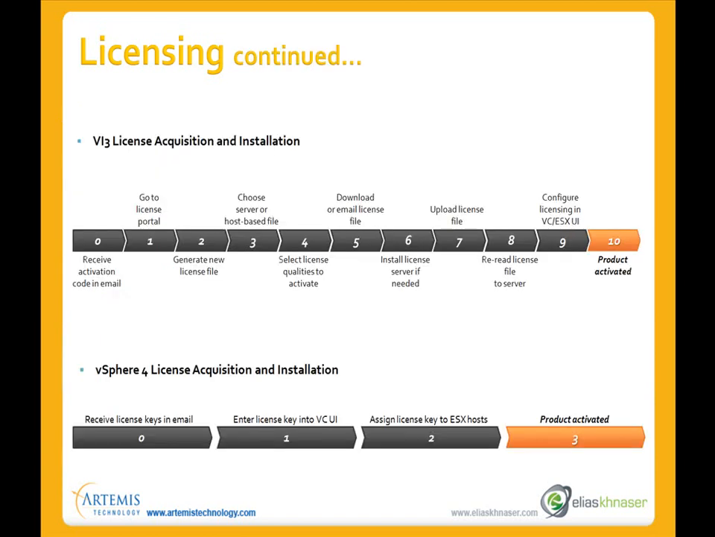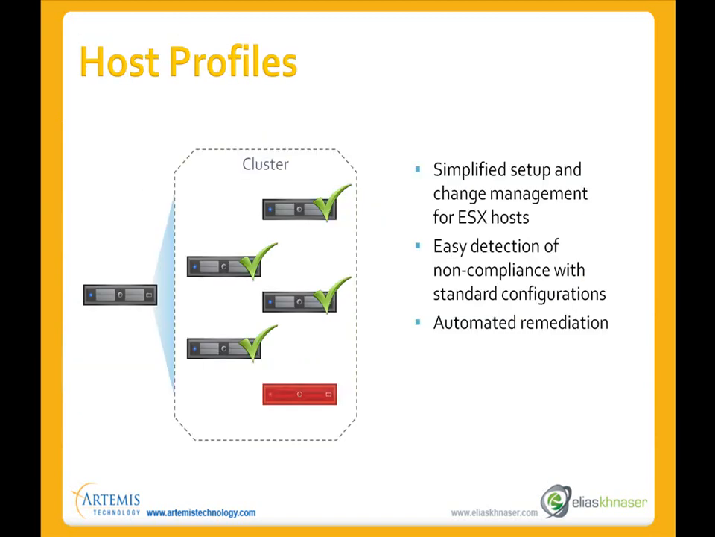Alright, now let's take a look at how licensing has changed from VI3 to vSphere. As you can see in this graph here, in the VI3 days, you had about 10 steps in order for you to get licensing to work. With vSphere, that is completely revamped. It's much more simple now. You just go on the VMware license portal, you receive a license file, you enter the license key, you assign the key, and boom, you're activated. So it's 4 steps rather than 10 steps. It's much simpler. You don't have to deal with license files and all the crap that we were dealing with before.